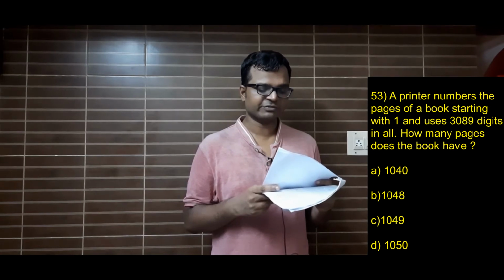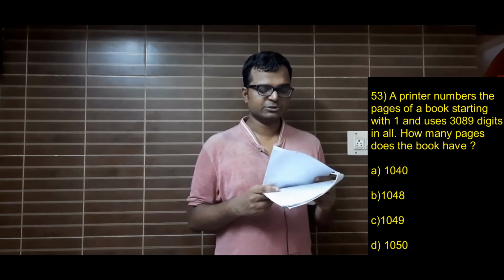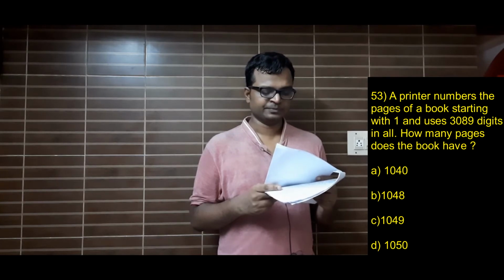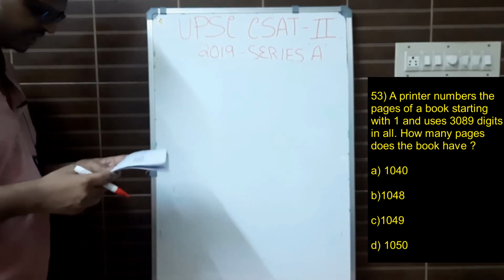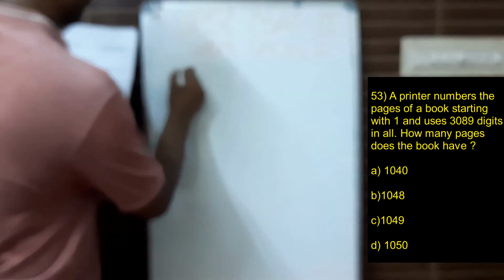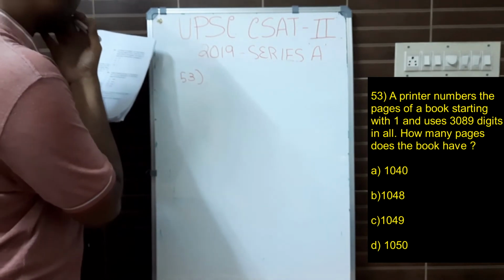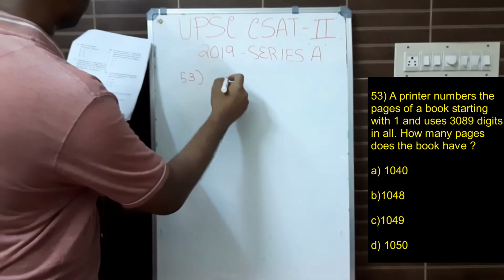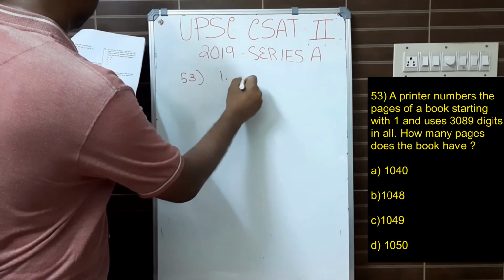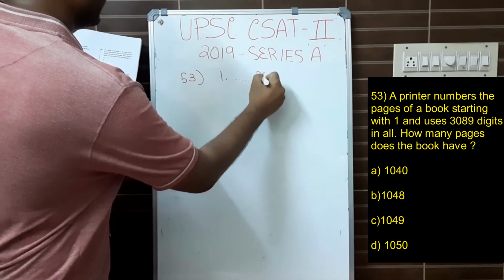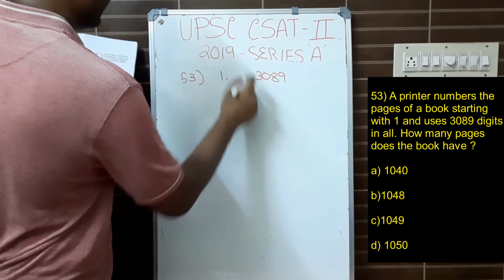Question number 53, we have a printer numbers the pages of a book starting with 1 and uses 3089 digits in all. How many pages does the book have? A 1040, B 1048, C 1049 or D 1050. In question number 53, they ask us a printer numbers the pages of a book starting with 1. They have used 3089 digits in total starting from page number 1.